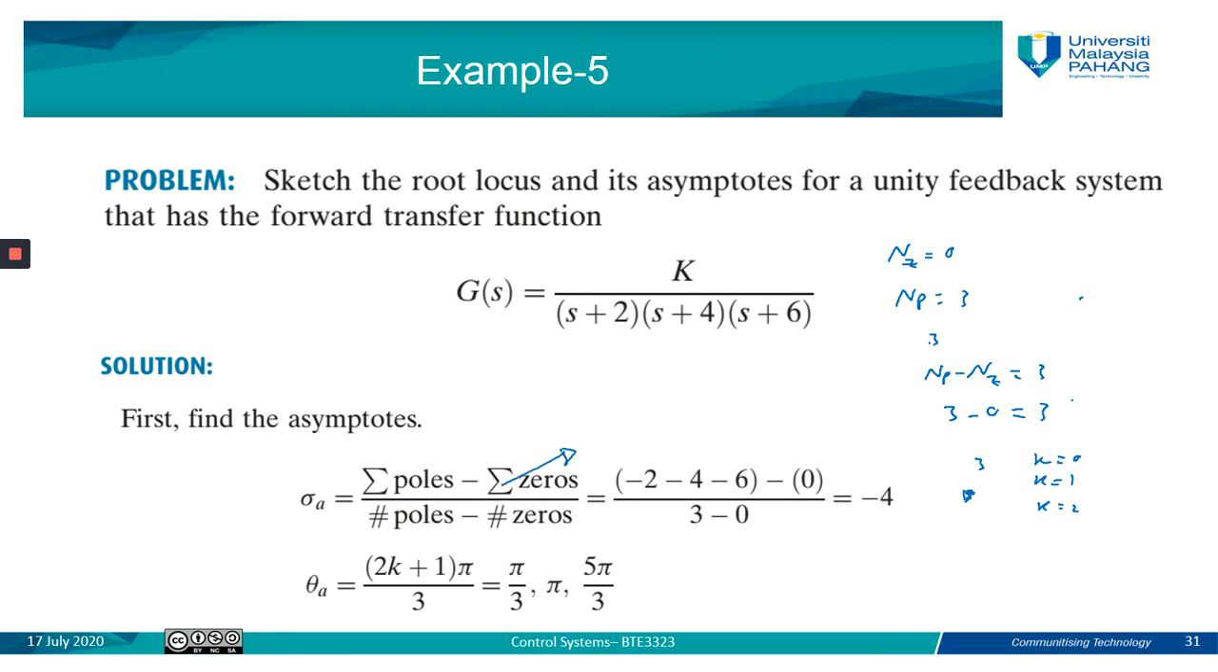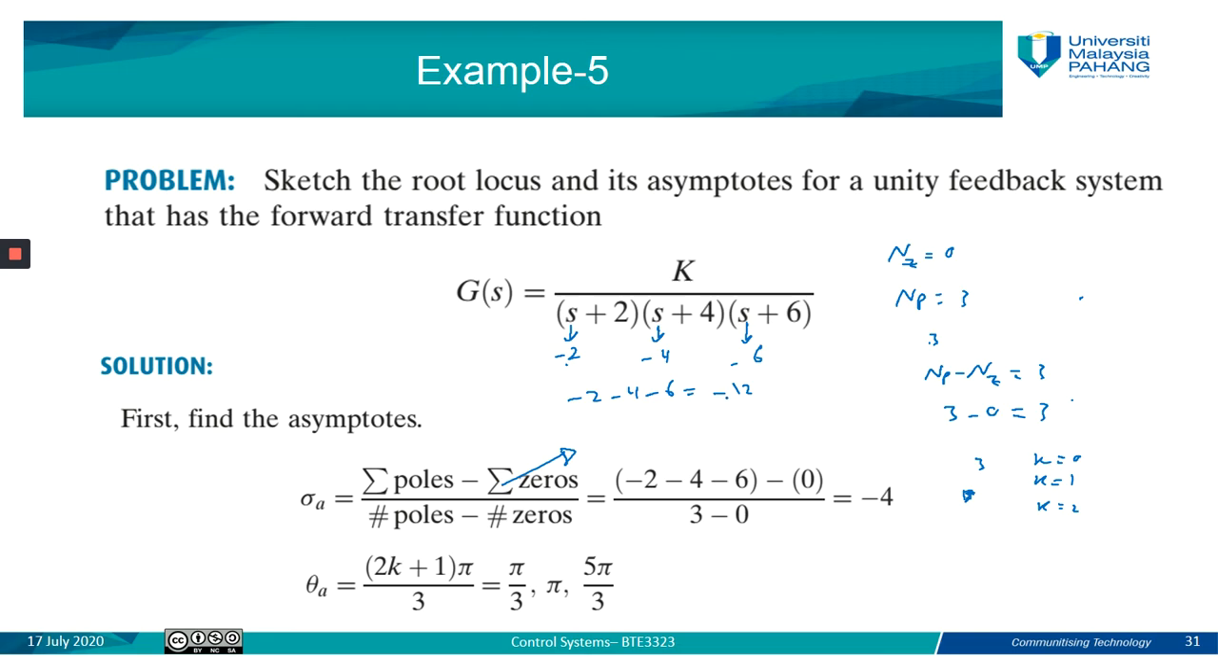Zero, we do not have any zeros here, but poles we have 3, so it will be negative. The first pole is negative 2, the second pole is negative 4, the third pole is negative 6. So we have negative 2, negative 4, negative 6. The summation of them will be negative 12.